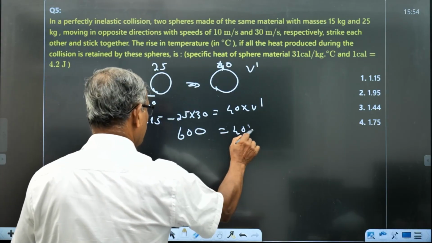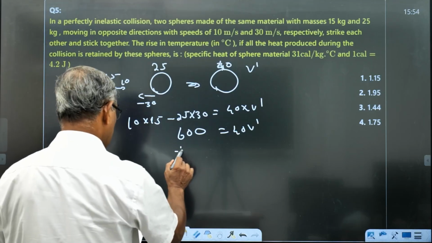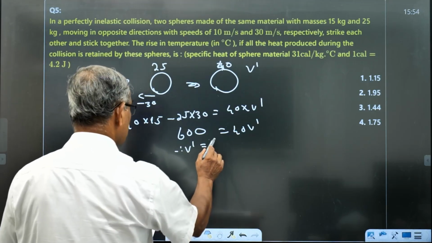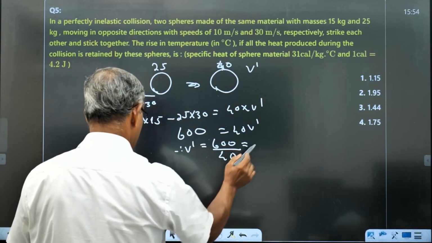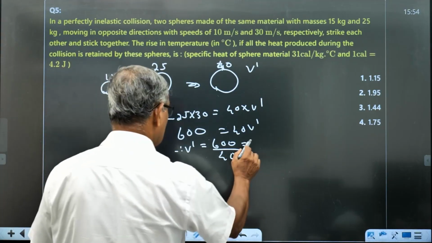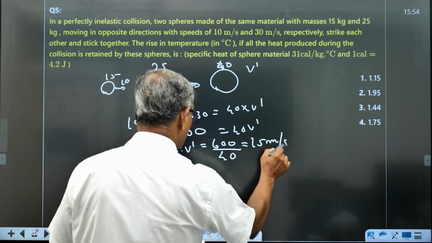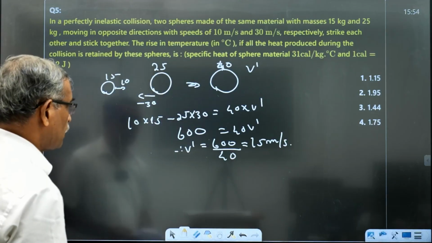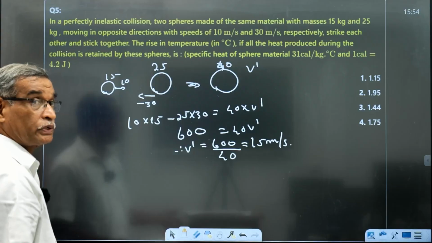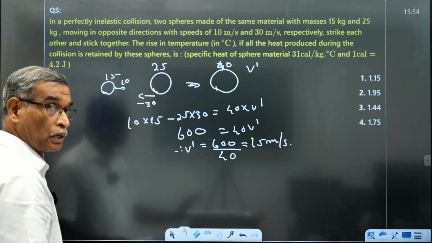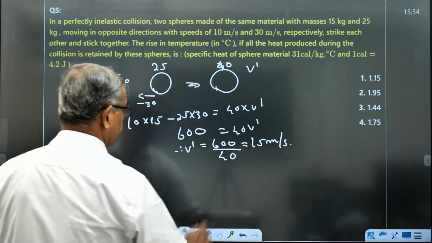equal to 40 into v dash. From this, v dash is equal to 600 by 40, which is equal to 15 meter per second. Definitely, I am not bothering about the sign, in which direction they are moving. Not at all important. 15 meter per second.